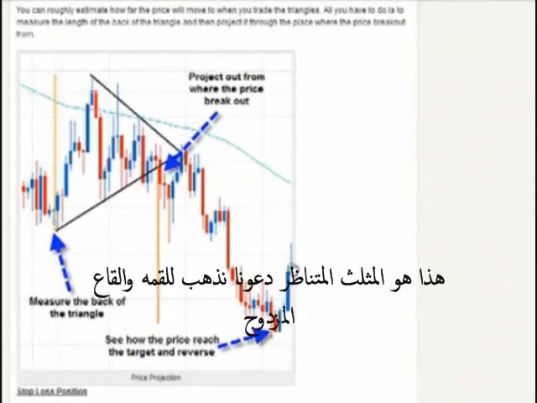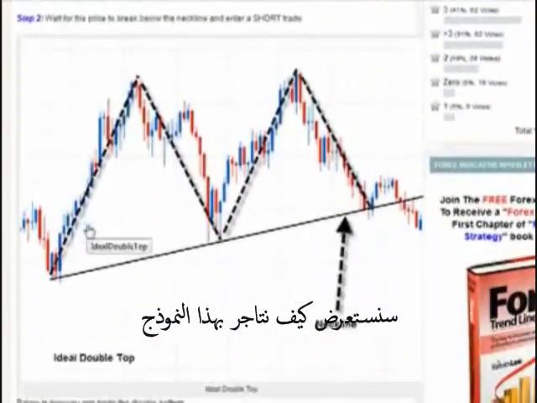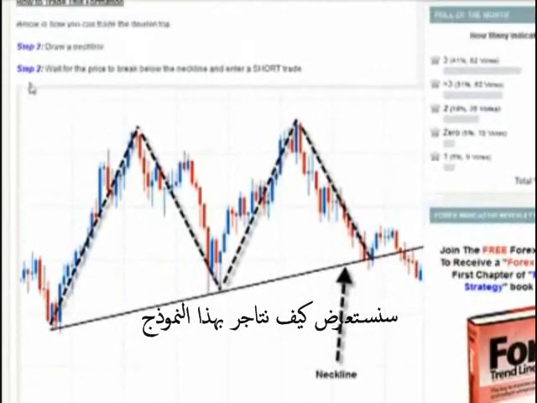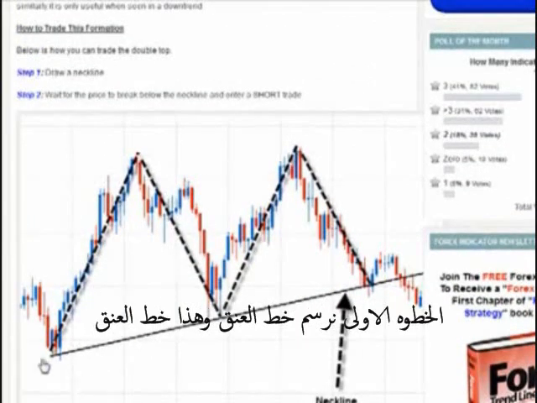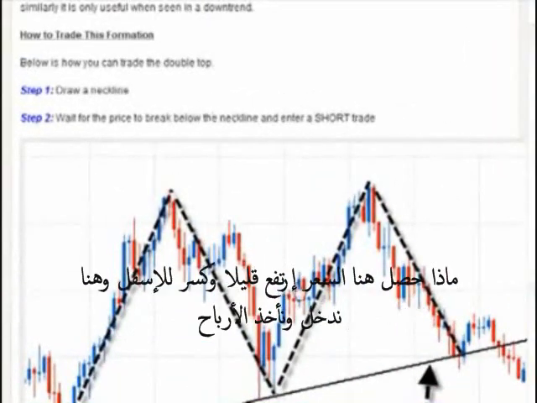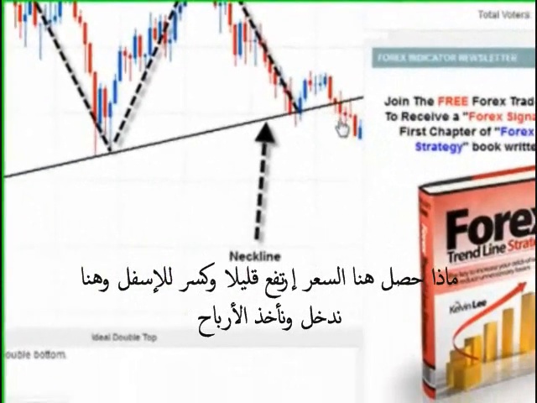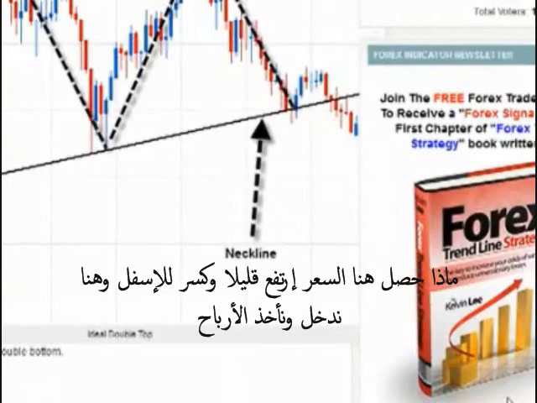Okay, so this is the symmetrical triangle. Next we shall go through the double top, double bottom. Again this is a blog post I've written. Okay, how to trade this pattern, I'll show you. Step 1, draw the neckline. You can see this is the neckline. Step 2, wait for the price to break below the neckline and enter a short trade. So what happened here, the price moved up. You can see it breaks below. Here, this is where I enter and make the profits.